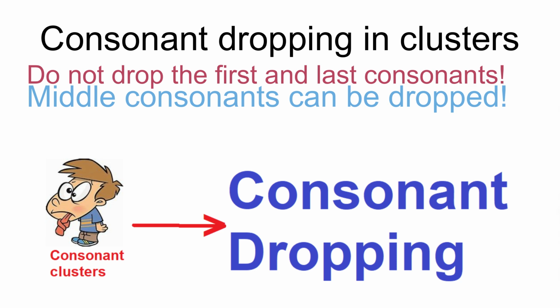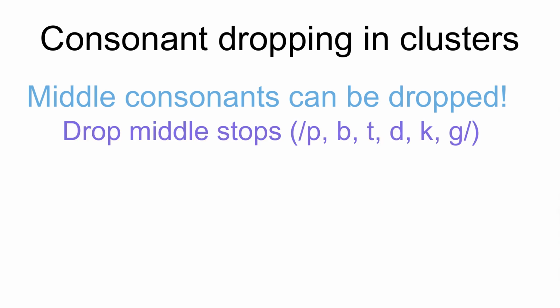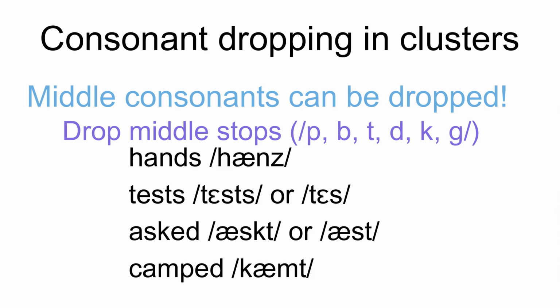The first and the last consonant may not be dropped. This is especially the case when the last one is a grammar particle. Without the particle, the sentence will not make sense. The dropping of the middle consonant sound happens most often when the middle consonant is a stop: p, b, t, d, k, g. For example, hands, tests, asked, camped.